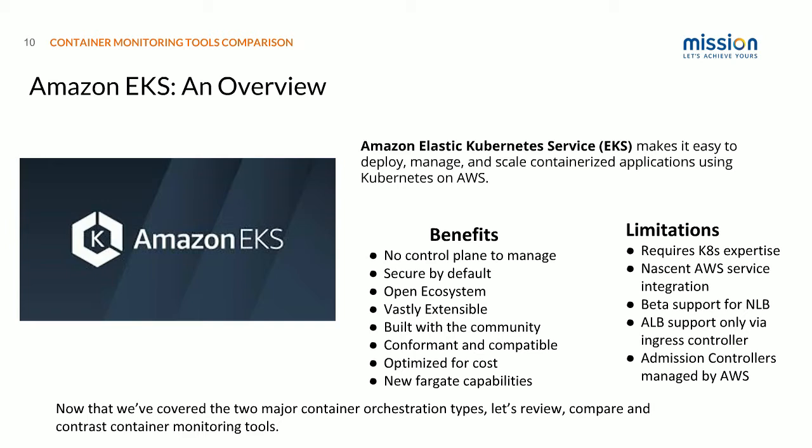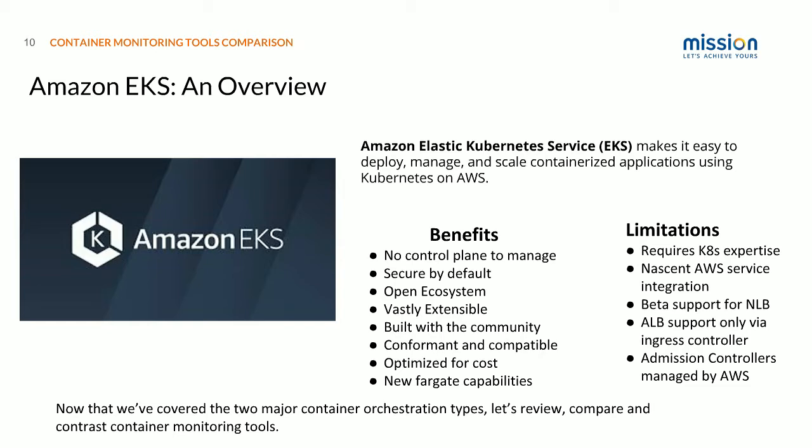The service integration with AWS is still pretty new, and some things aren't fully supported or well documented. A good example is beta support for network load balancers. And then the ALB support is only via the ingress controller. And then, of course, the admission controllers: because the control plane is managed by EKS and not yourself, the admission controllers are managed by AWS.